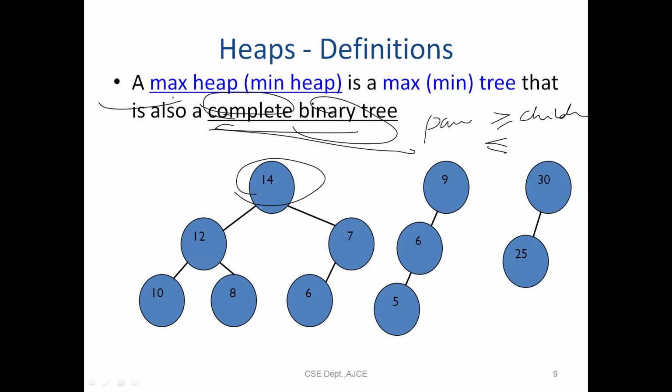And when we arrange the tree in this way, the root node in a max tree will be the highest or maximum value from all the members of the tree. And similarly, when it comes to a min tree, the root node will have the least value. Okay, now let us look at this example.